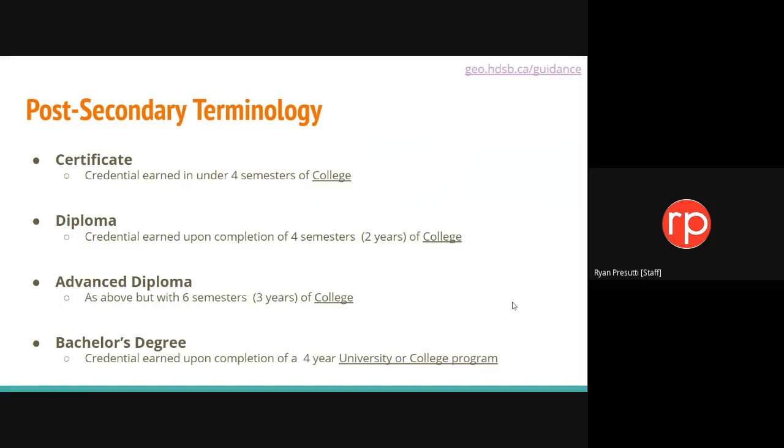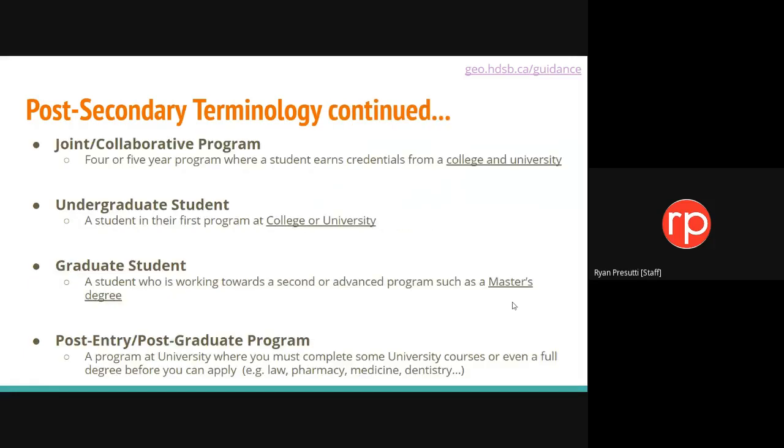Even though it is a college program, joint collaborative programs are about 4 or 5 year programs where a student earns credentials from a college and a university. One that comes to mind would be the Mohawk and McMaster nursing program. Students would be both a student at Mohawk and McMaster.